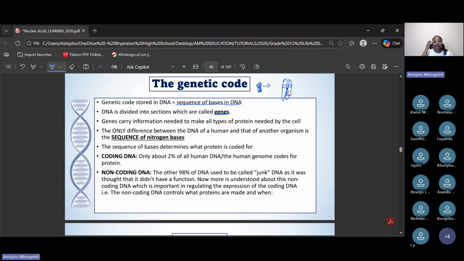That characteristic can be my eye color. So meaning the sequence of bases that we find in this section determines my eye color. The section over here, meaning the sequence of bases that we find in this section, may determine another characteristic, which could be my hair texture or my blood group or whatever. Now, these genes are very important because they carry information that will enable us to make different types of proteins that are needed by the cell.